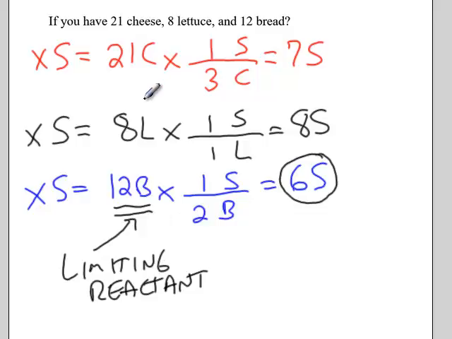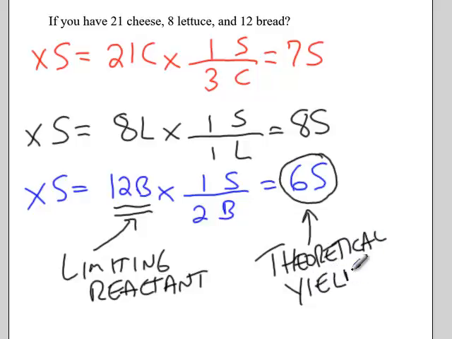If we had more bread, we have some cheese and some lettuce left over, so we could make more. However, 6 is the maximum we could make given our starting conditions, and that's called the theoretical yield. The other 2 reactants, cheese and lettuce, are excess. So, given the starting conditions, the most sandwiches we could ever make is 6. Notice we don't add these together. We can't add 7 plus 8 plus 6. That would be a total of 21 sandwiches. We don't have enough to make 21. We only have enough to make 6.